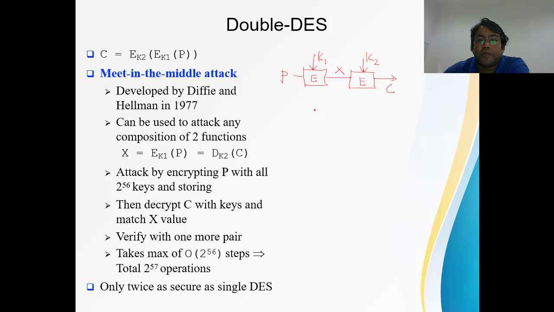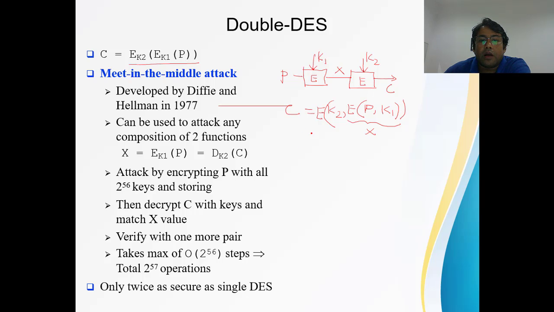Now how is this happening? If we would like to get the cipher text, we have to encrypt the plain text with key 1. Then this one is our X. Then this X will be encrypted again with key 2. Then we'll get our cipher text.